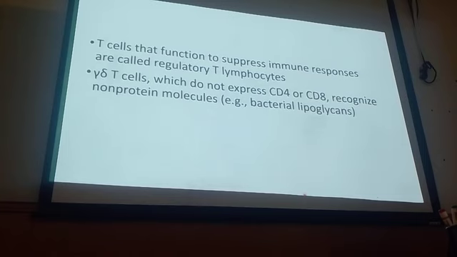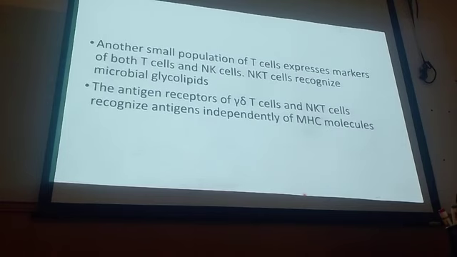And we have regulatory T lymphocytes which suppress immune response, and gamma delta T cells which do not express CD4 or CD8 and recognize non-protein molecules, for example, bacterial lipoproteins. Okay? So gamma delta T cells do not have CD4 or CD8. And we also have another small population of T cells which express the markers of T cells and natural killer cells. We name these natural killer T cells, which recognize microbial glycolipids.